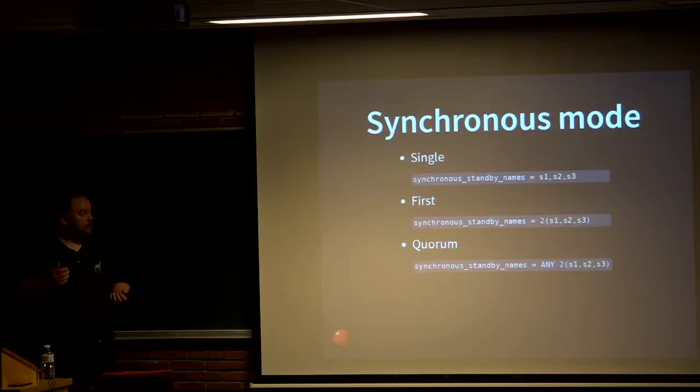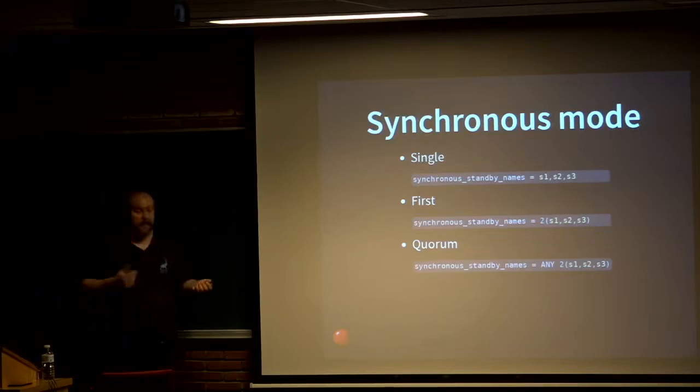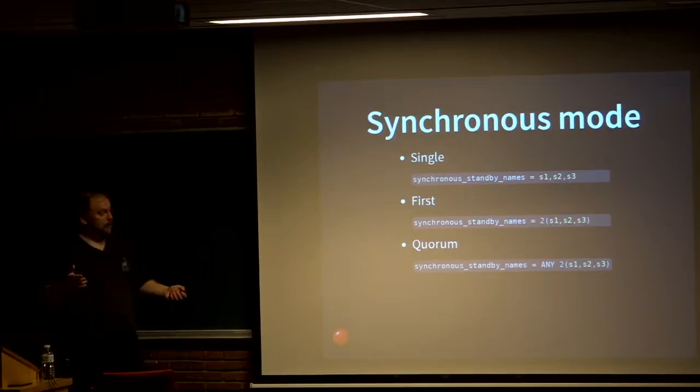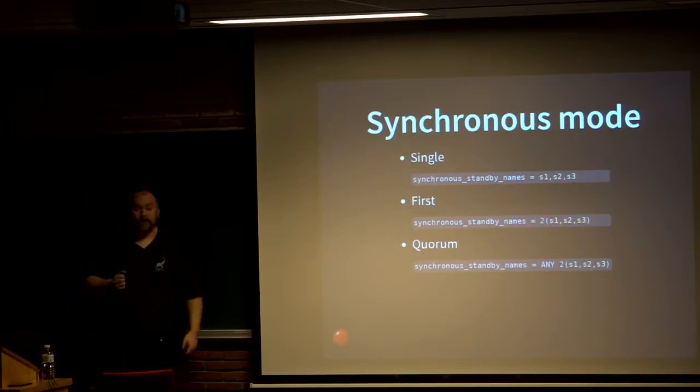The first, which is the one if you just say like this, it's still synchronous_standby_names, you say in this case 2, parentheses 1, 2, 3. It'll wait for S1 and S2 to finish, assuming that they're online. If S2 is not online, then it'll wait for S1 and S3. But it'll always wait for the first ones in the list.